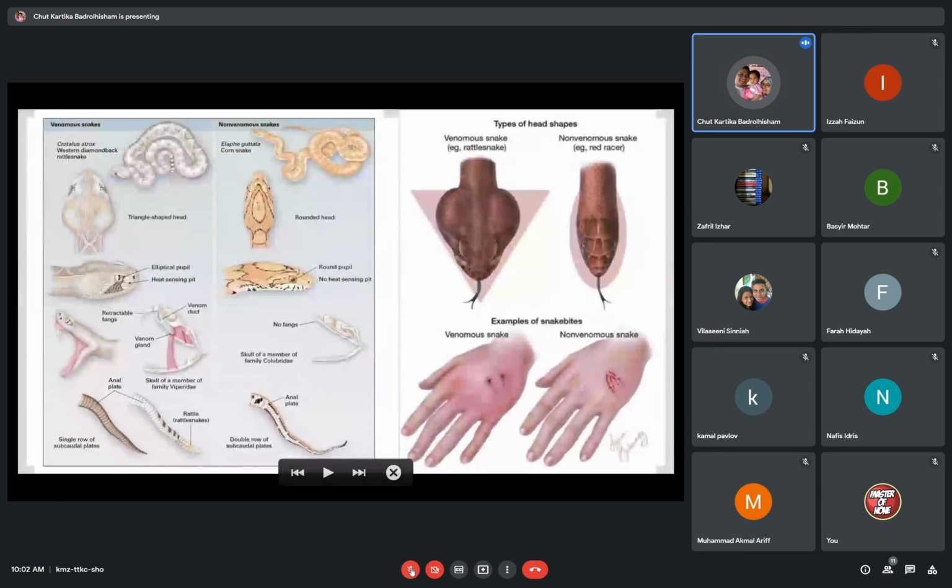So as you can see in the pictures, based on the bite marks, venomous snakes may or may not have a single fang mark or double fang mark, sometimes there are none at all. As compared to non-venomous snakes, they have no fang marks.